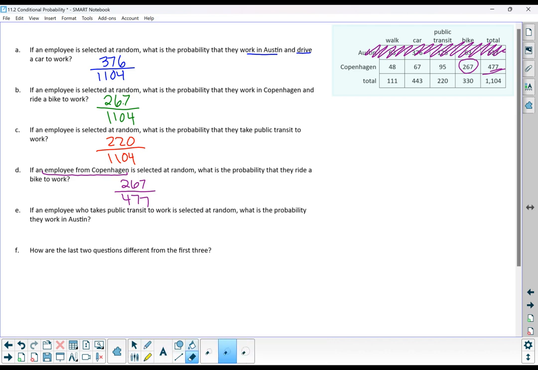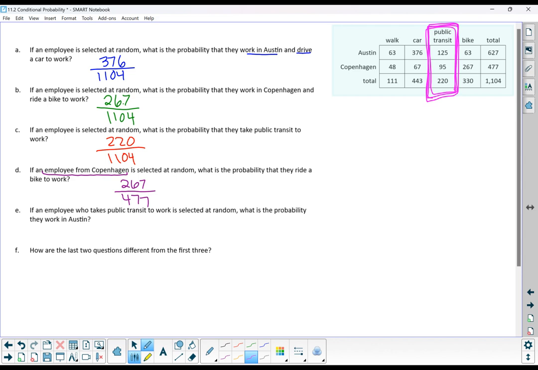And our final question is, if an employee who takes public transit to work is selected at random, what is the probability that they work in Austin? So let's see. We're right now thinking about employees that take public transit to work. We're going to select one of those at random. What's the probability that they work in Austin? Well, 125 of them work in Austin, and there are 220 who take public transit. So 125 out of 220.